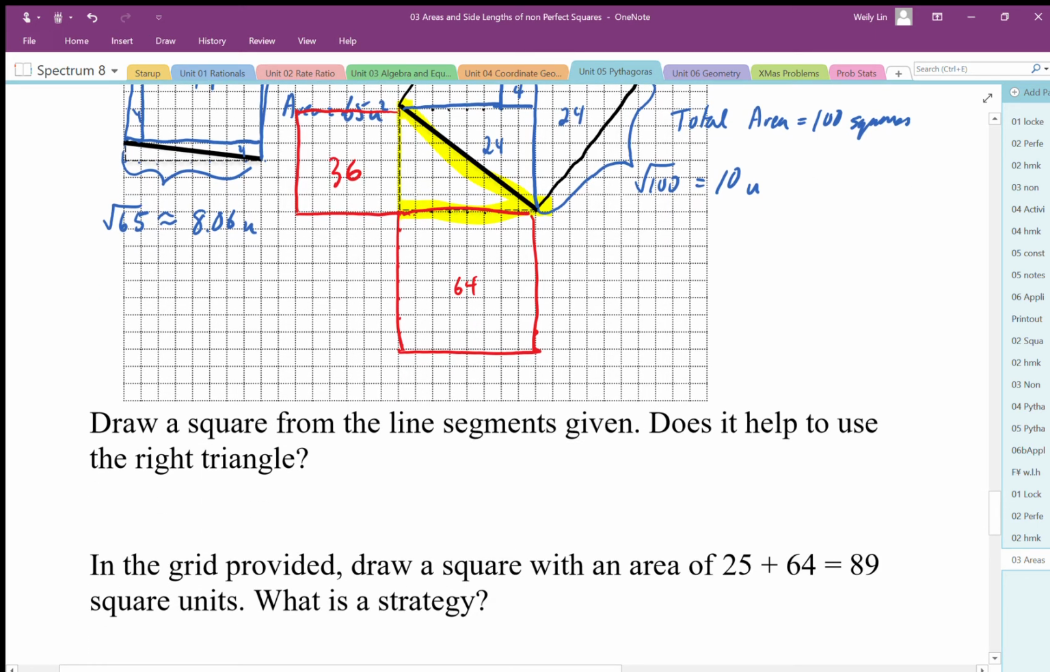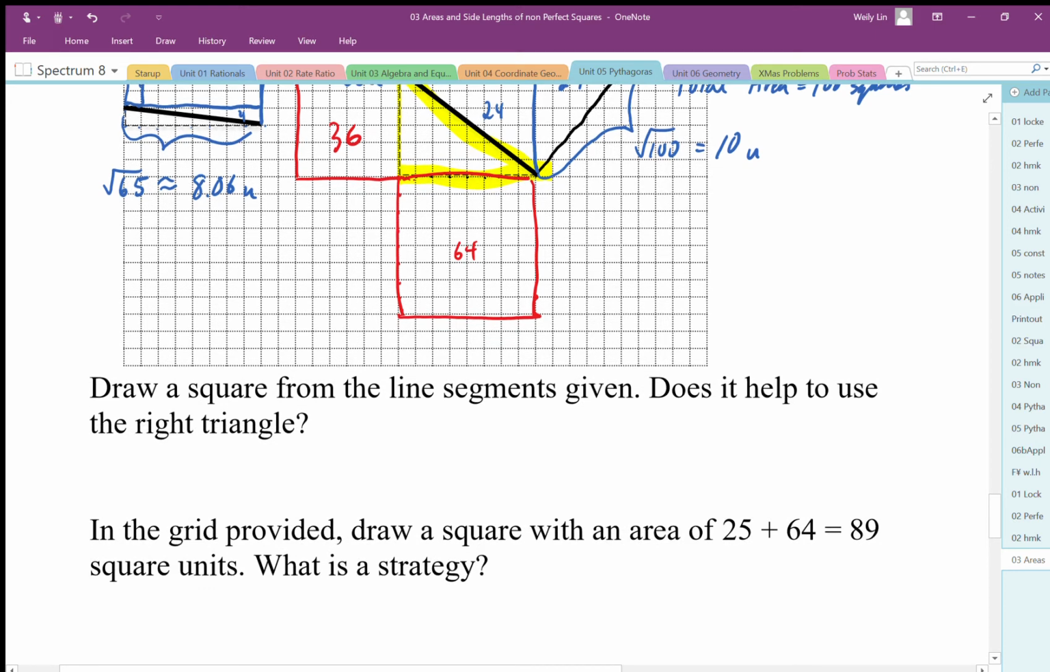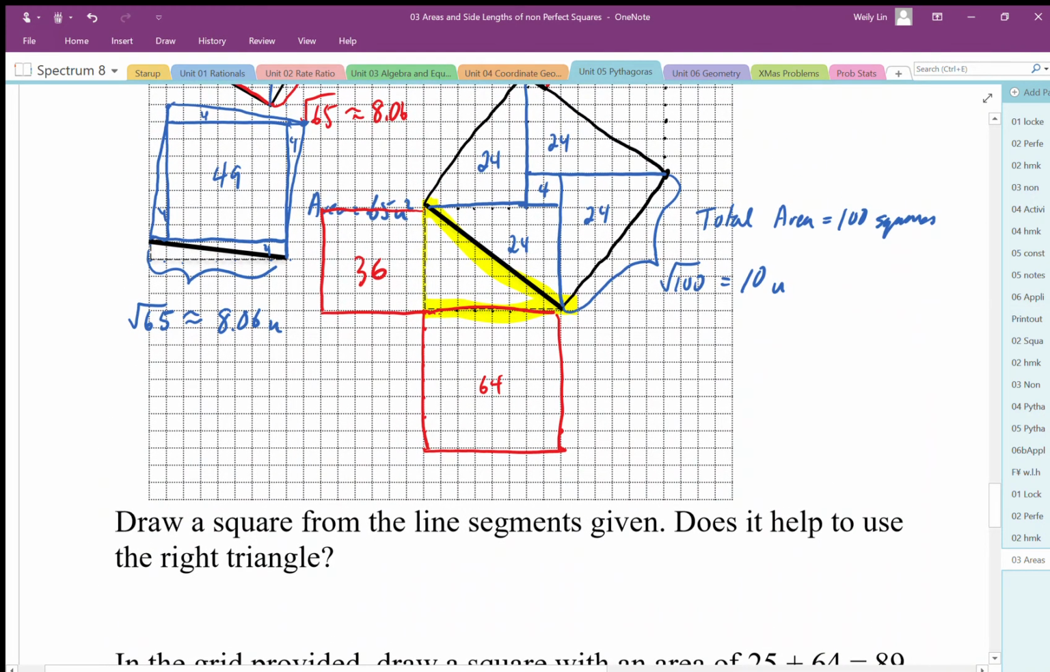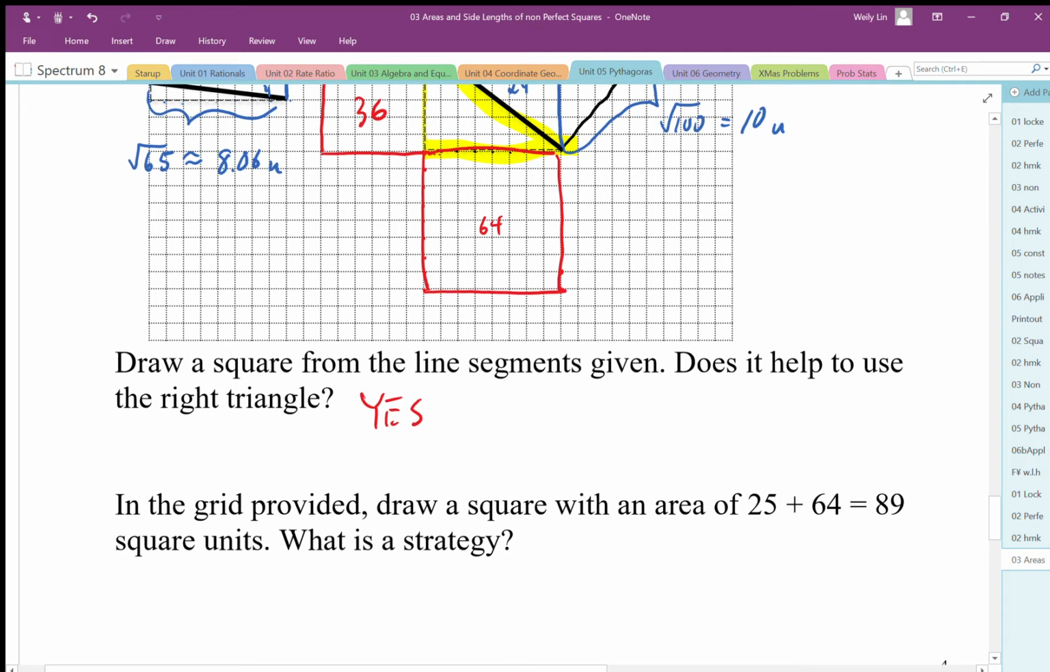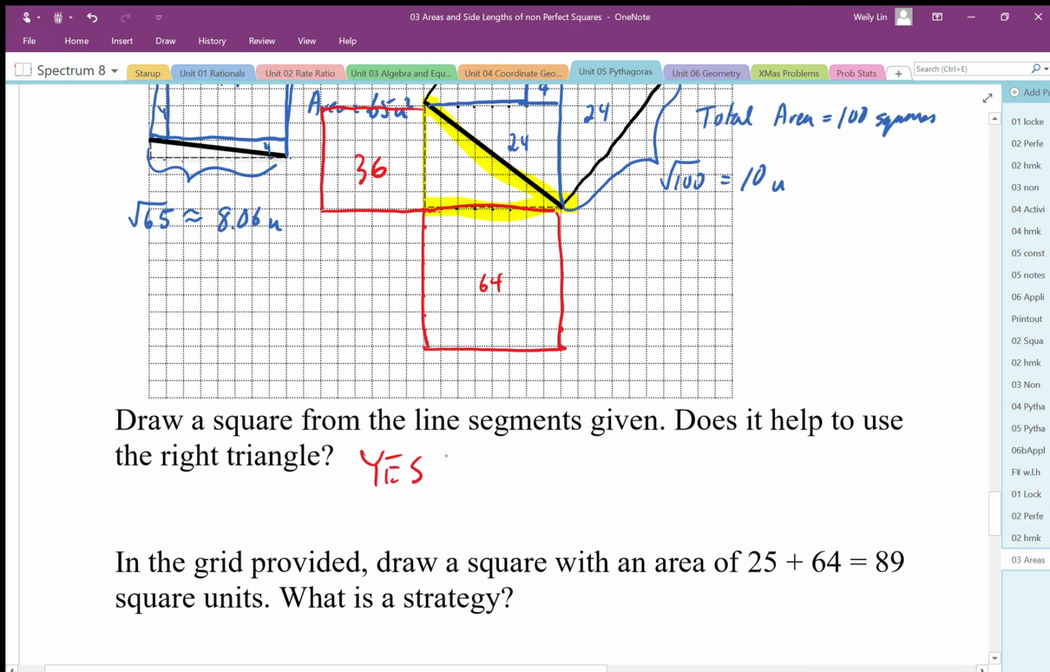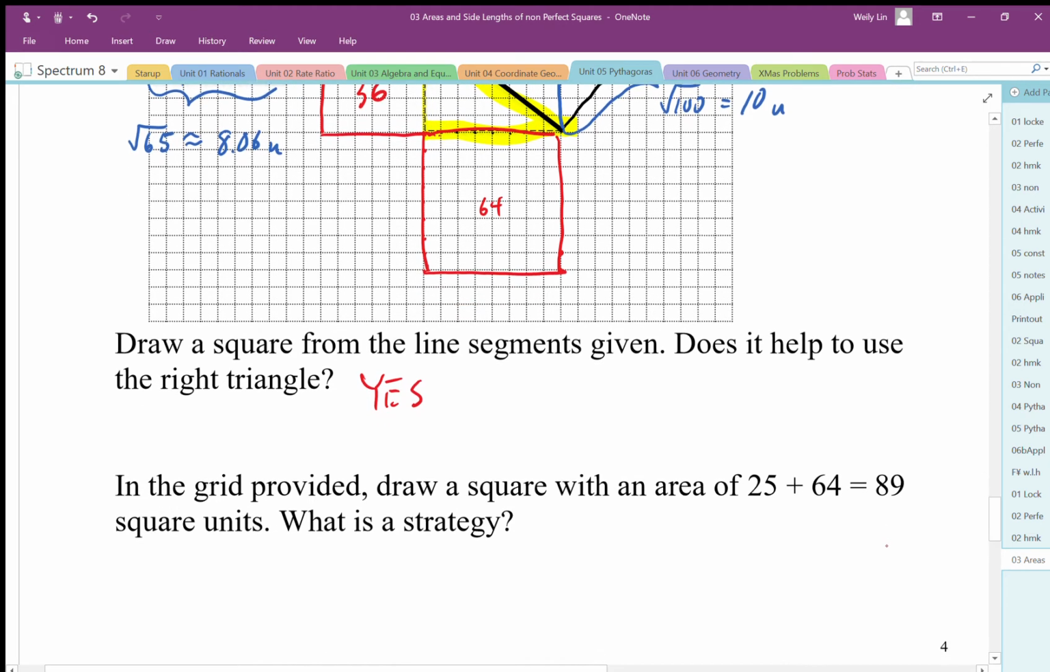So does this help, when I draw the square from the line segments given, so the square from the side, does it help to use the right triangle? Yeah, definitely. If I want to draw the square in here, I need to use that right triangle. So definitely yes. Not only that, it seems like those squares seem to have something to do with that diagonal square.